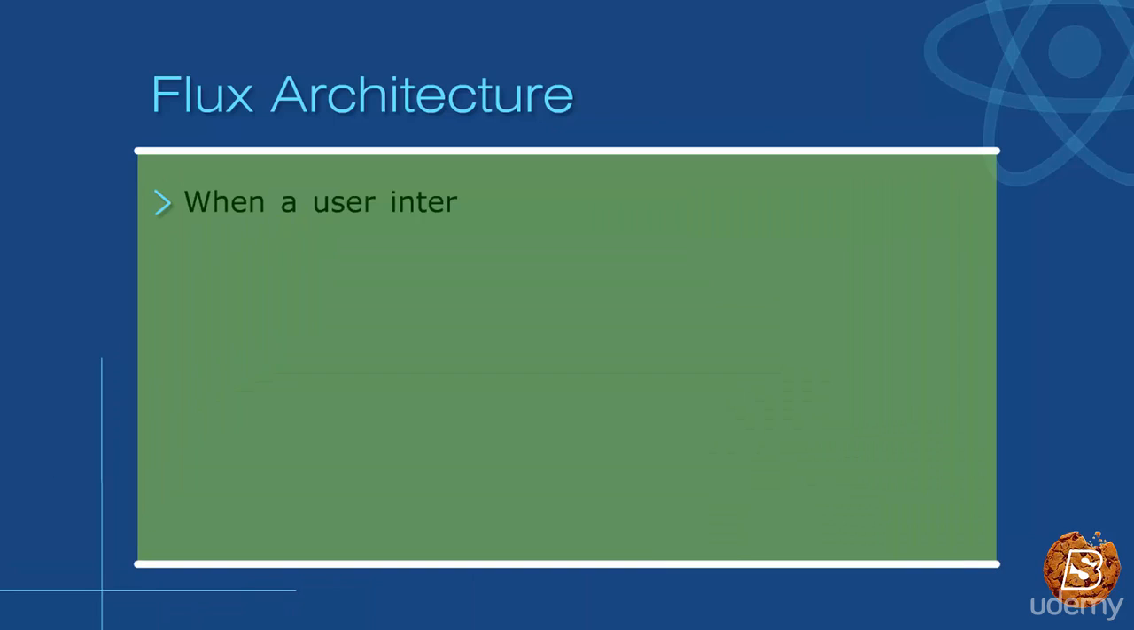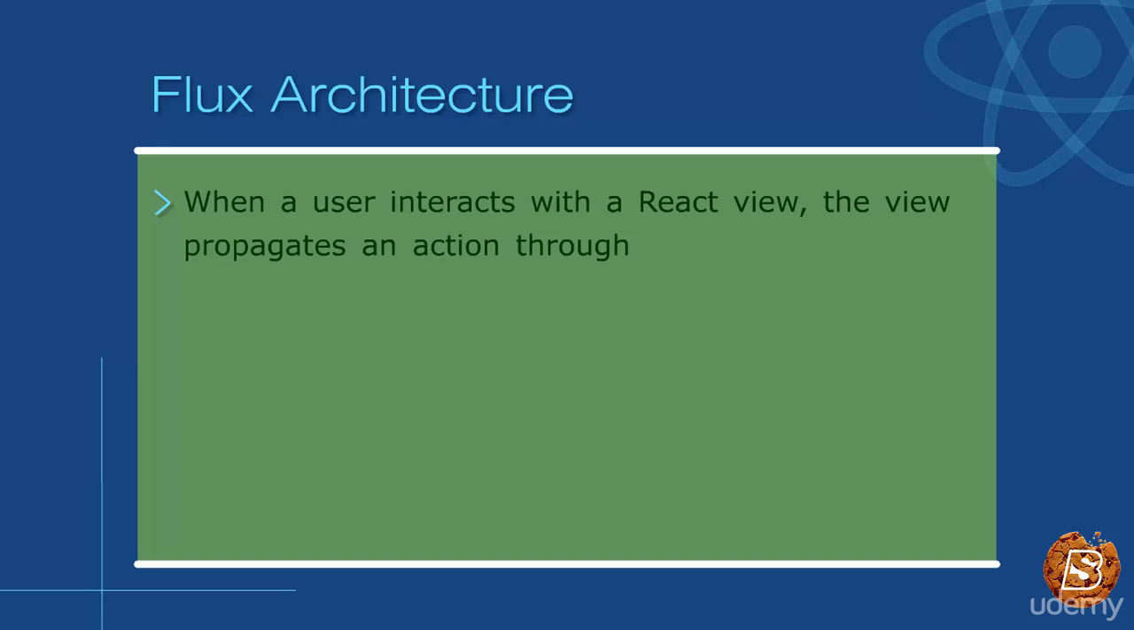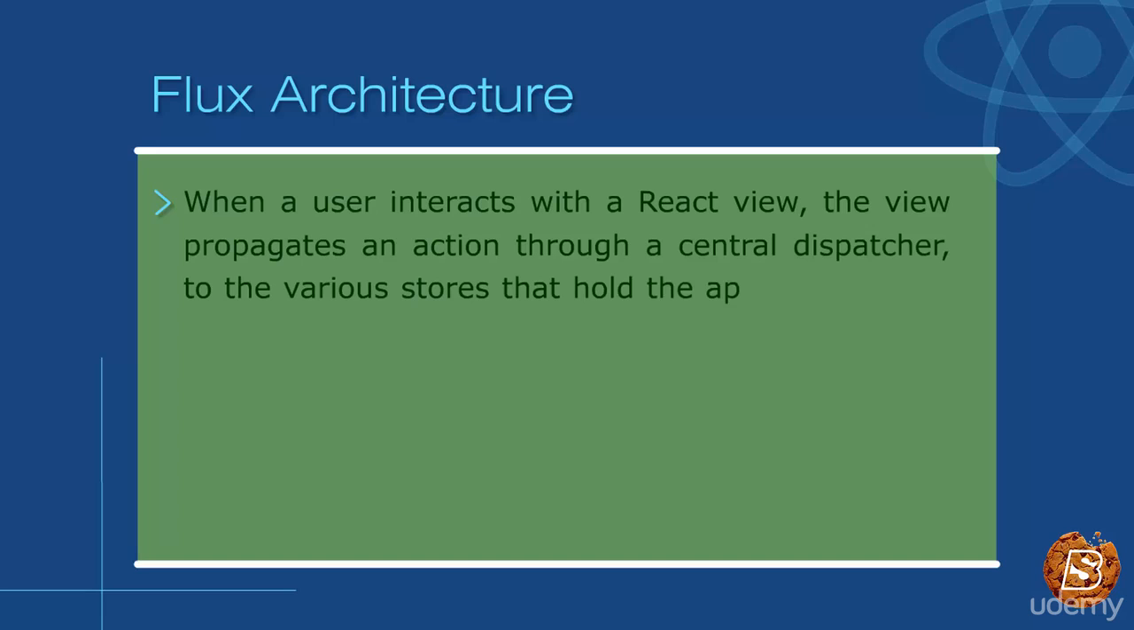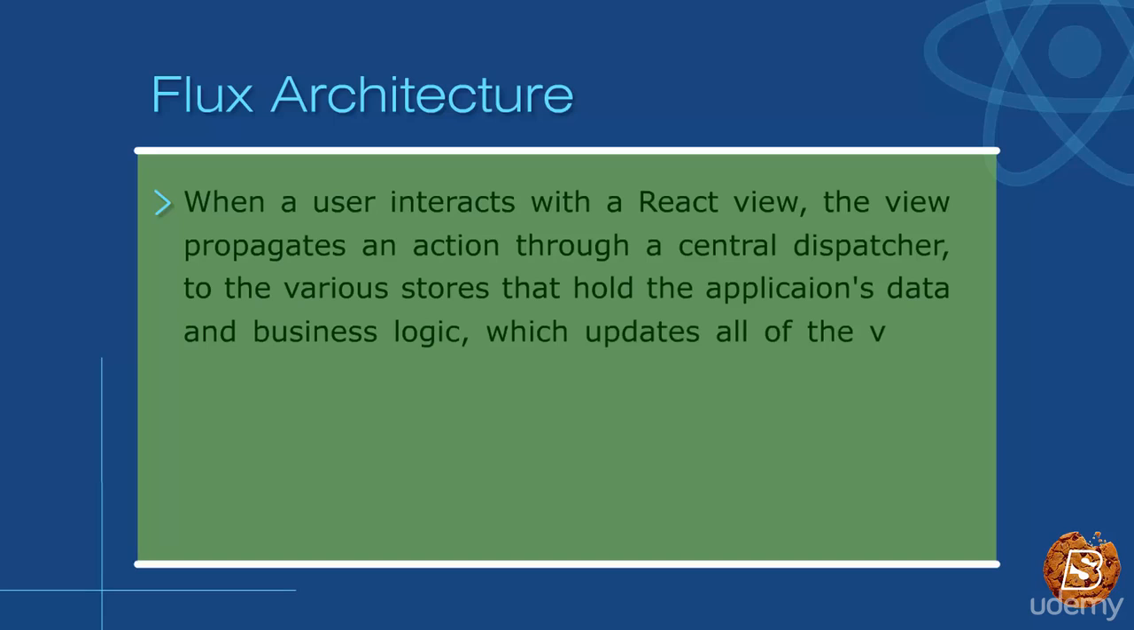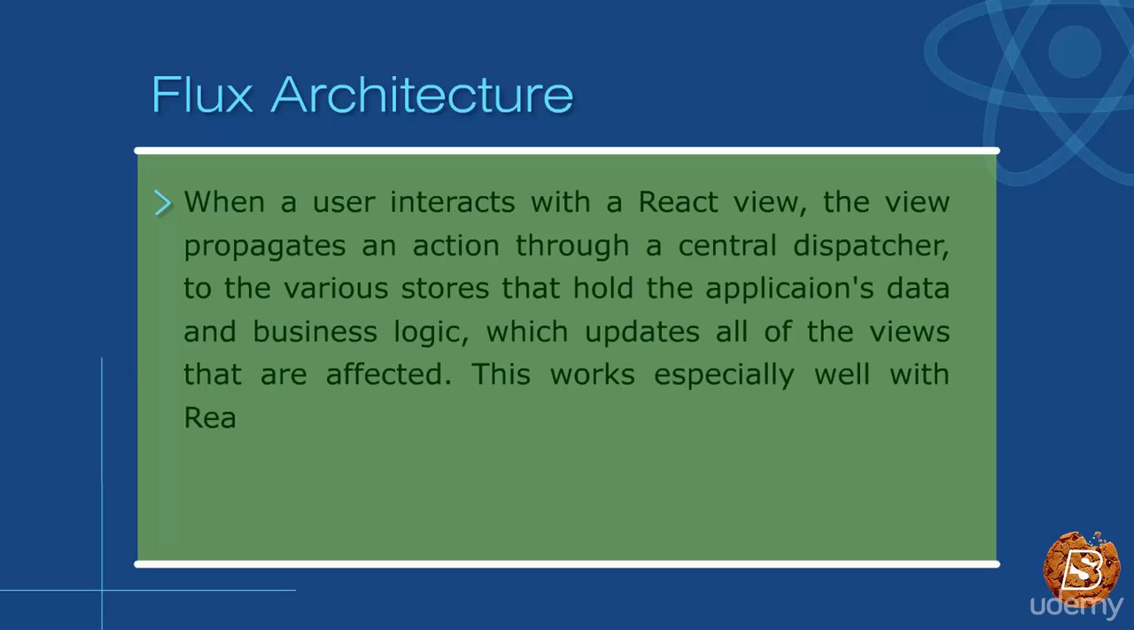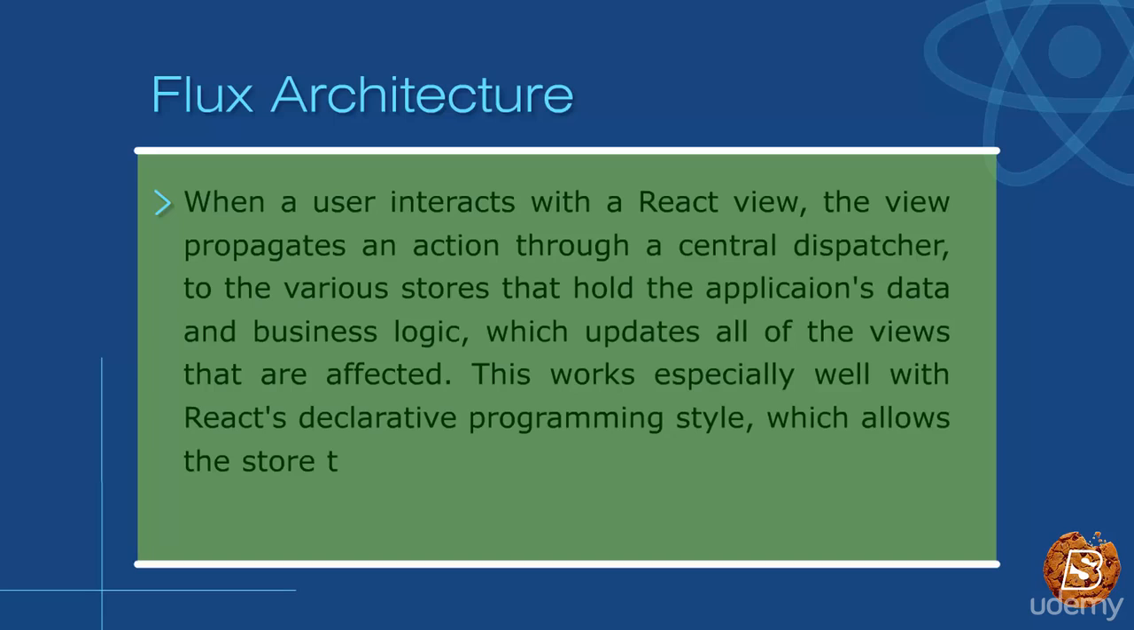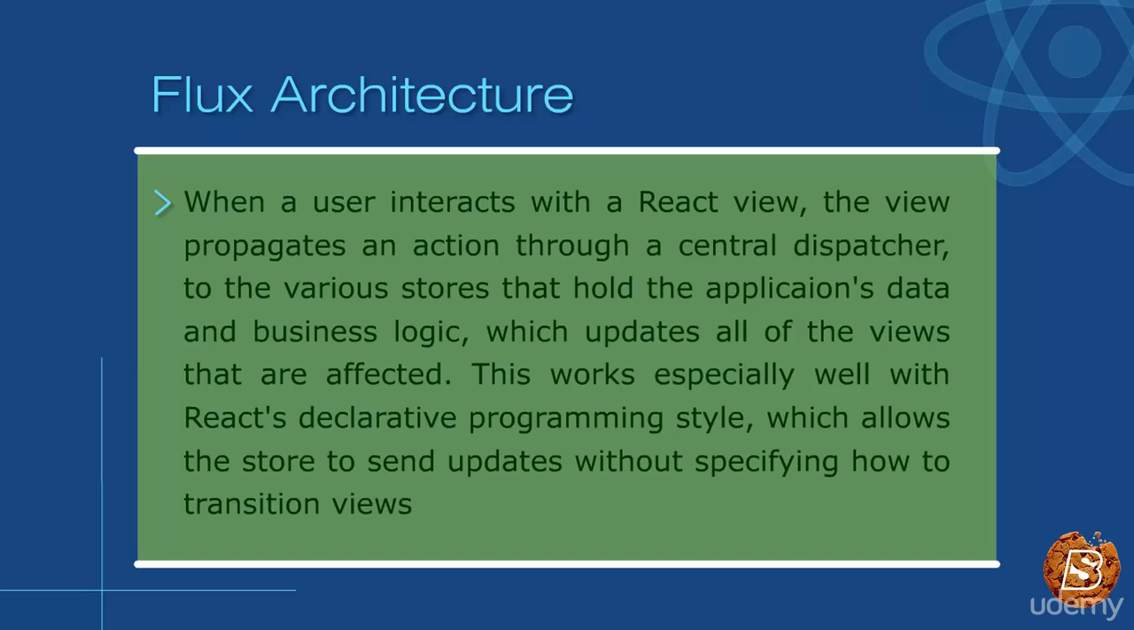Now when a user interacts with a React view, the view propagates an action through a central dispatcher to the various stores that hold the application's data and business logic, which updates all of the views that are affected. This works especially well with React's declarative programming style, which allows the store to send updates without specifying how to transition views between states.